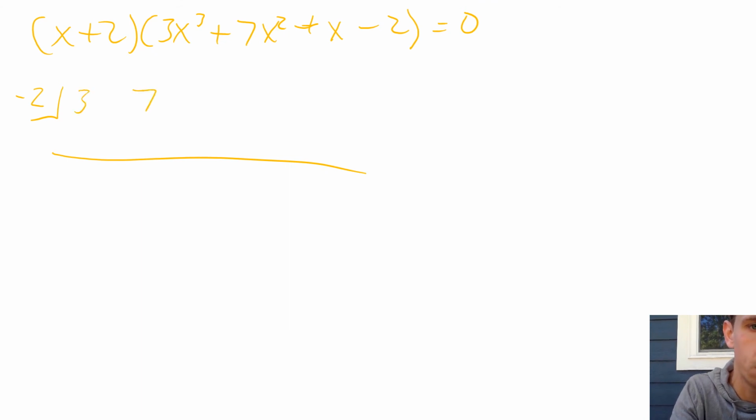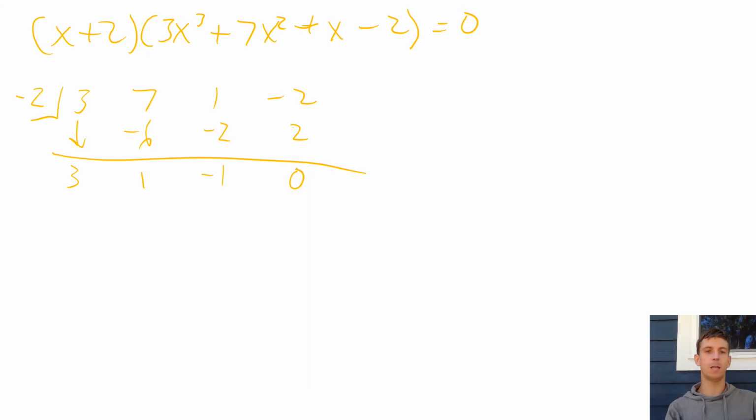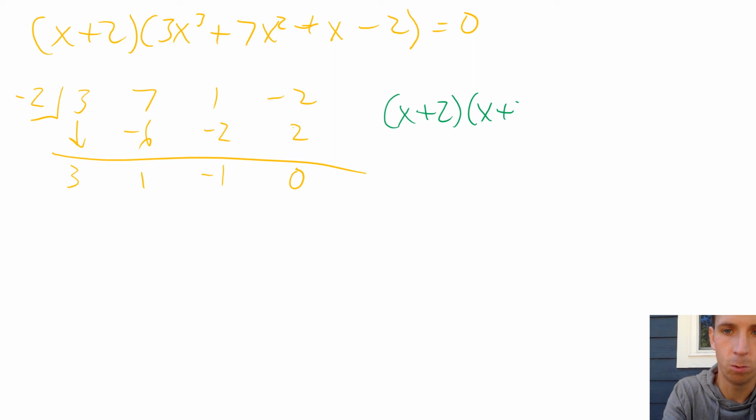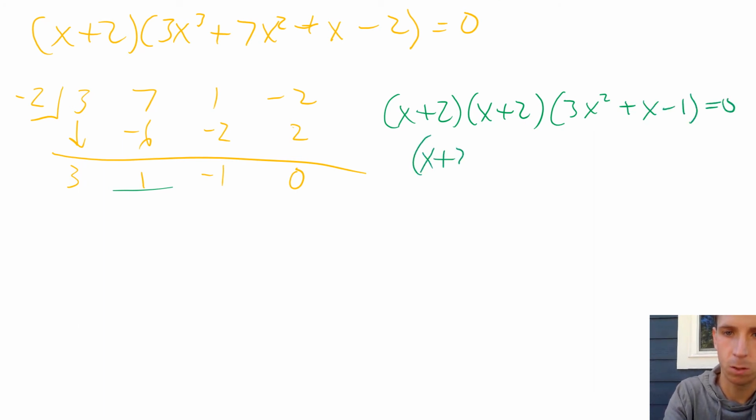I'm going to check out my cubic just to make sure it's not a double root. So 3, 7, 1, -2. My new coefficients is that cubic right there. I'm going to do the same thing. So this carries down. Oh, beautiful. So it is a double root. So now we can further factor this polynomial. It'll now look like x plus 2 times x plus 2. So these are the coefficients of the resulting quadratic down there. And I guess I can write that as just x plus 2 squared.